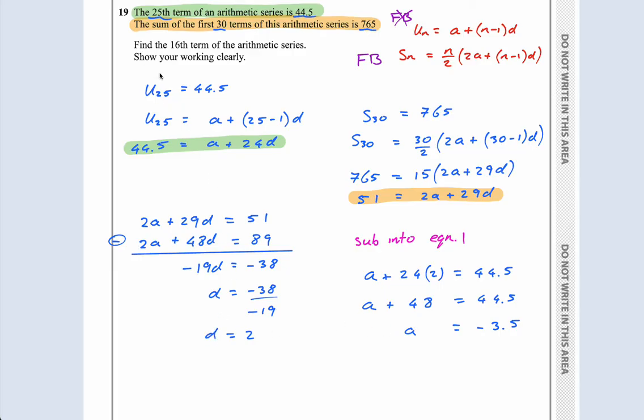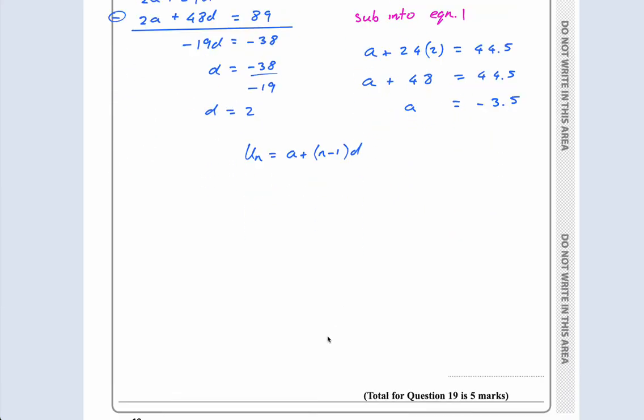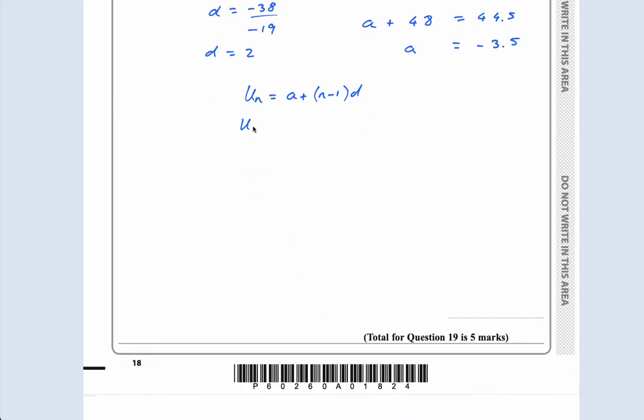The question says, so I'm not finished, the question says find the 16th term of the arithmetic series. So the 16th term, I'm going to use this equation, u of n equals a plus n minus 1 d. But I want u of 16. u of 16 equals a, which I have, minus 3.5, plus 16 minus 1, which is 15. 16 minus 1 is 15. d is 2.